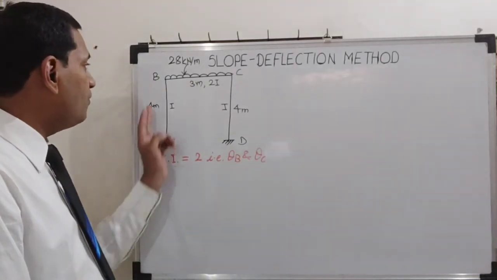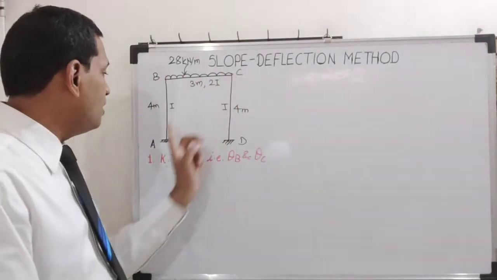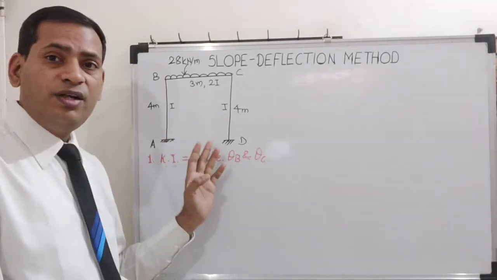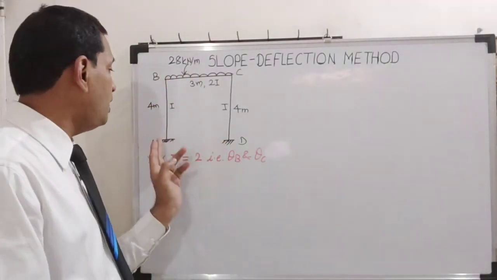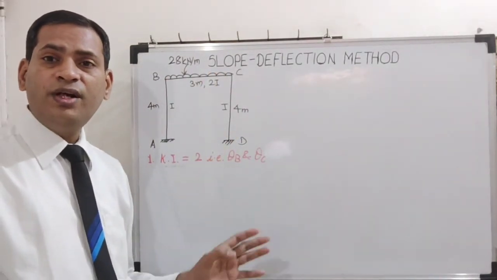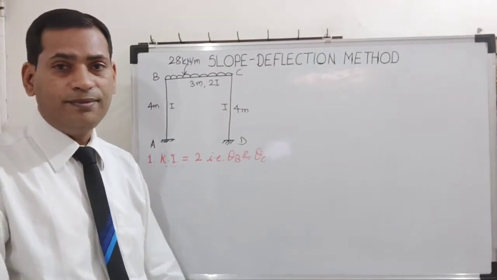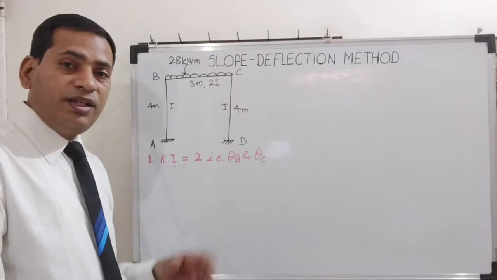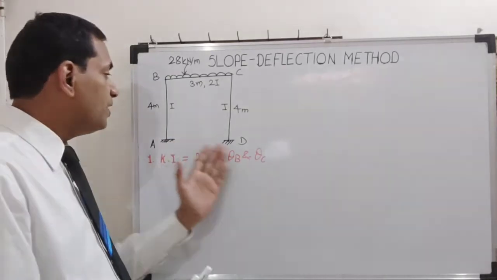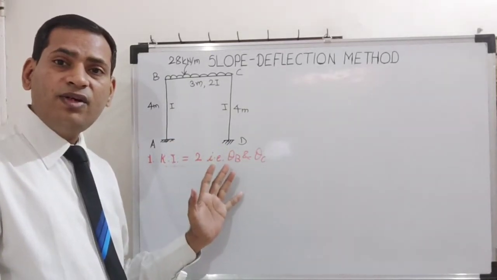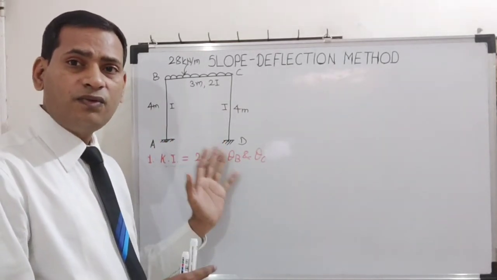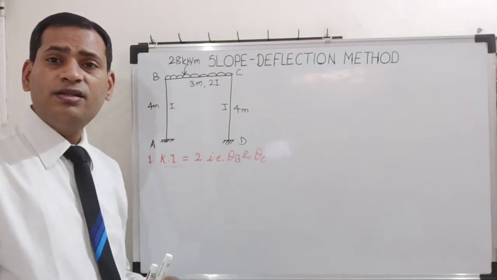So if the joints are free like B and C, and if A and D are also free, then each joint will have 3 degrees of freedom. How many joints are there? 4: A, B, C, D. So 3 into 4 is 12 degrees of freedom for this overall frame. Out of this, the 3 degrees of freedom at this fixed end and this fixed end will be 0. Why? Because they are fixed. They are not allowed to have any degree of freedom. So 6 degrees of freedom will be deducted from 12. So 12 minus 6 is 6.